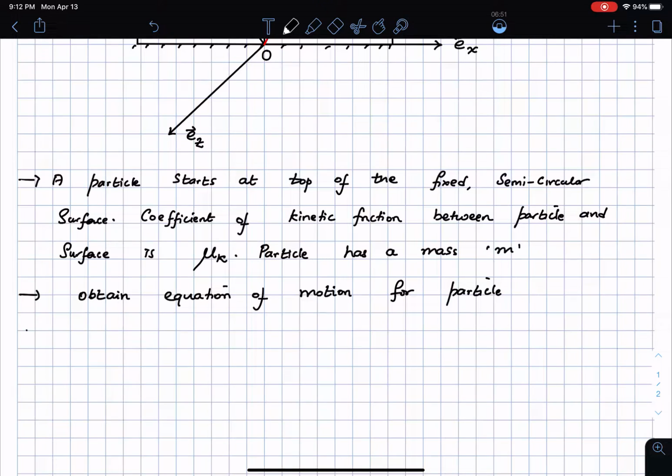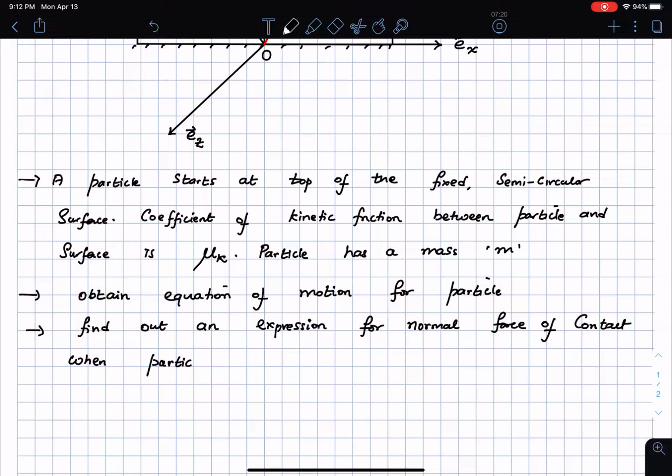That's one thing. And then we also need to find out the expression for the normal force of contact when the particle is at an arbitrary position on the surface. Okay, that's something that we need to find out.